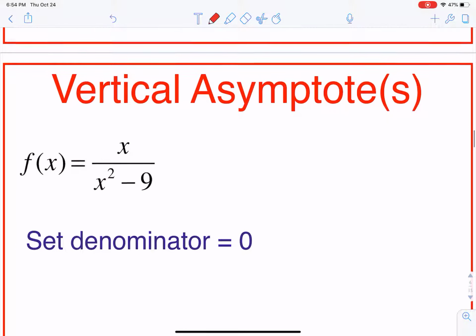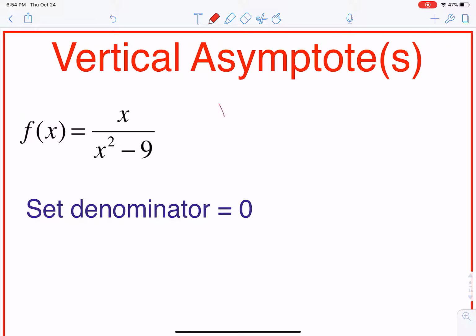So here's one more. I'll go ahead and set my denominator equal to 0. So x squared minus 9 is equal to 0. I know that this is a difference of two squares, so x squared and 9 are my perfect squares here. So I can factor this accordingly: x plus 3 and x minus 3.